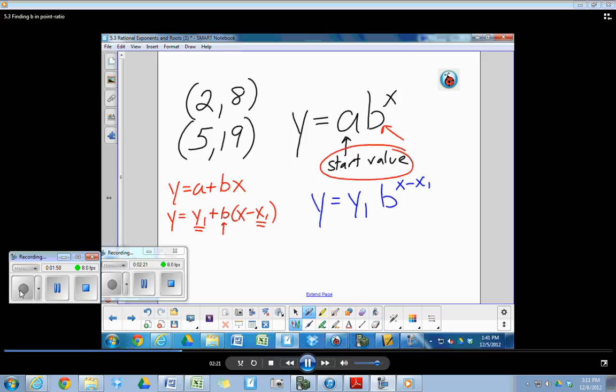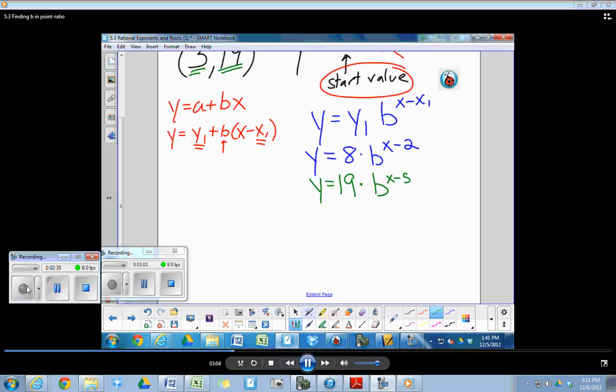So what we'll do is we'll take turns plugging in 8 for y1 and 2 for x1. So the first thing you'll see me do here is write an equation with 8 substituted in for y1, b is unknown, x is unknown, and 2 substituted in for x1. Then in green, I'm going to take the other point, 5, comma 19, and put 19 in for y1 and 5 in for x1. There you go. y equals 19 times b to the x minus 5.